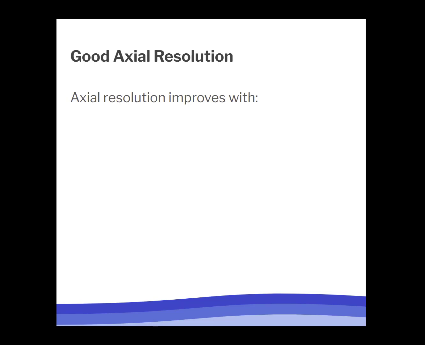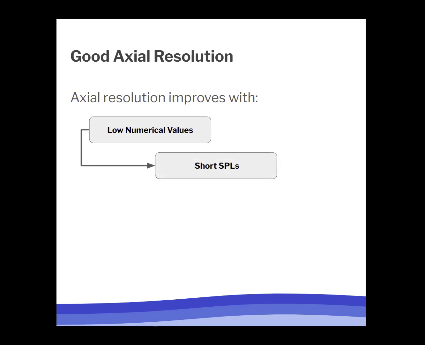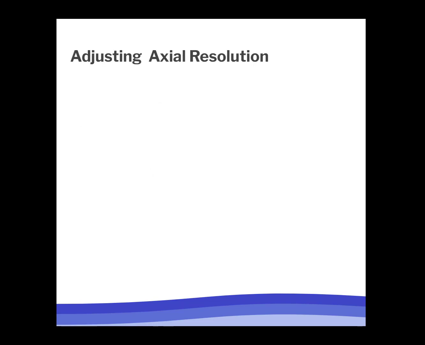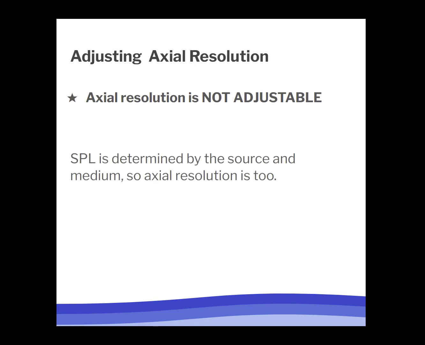So now we can say that axial resolution is going to improve with low numerical values, which improves due to short SPLs. So if we know that low numerical values are better, then how do we adjust the machine to improve the axial resolution? Well, you can't. Axial resolution is not adjustable with a knob on the machine, and that is because spatial pulse length was one of those goofy parameters that is determined by the sound source and the medium.